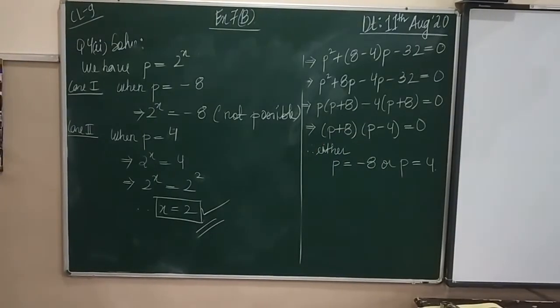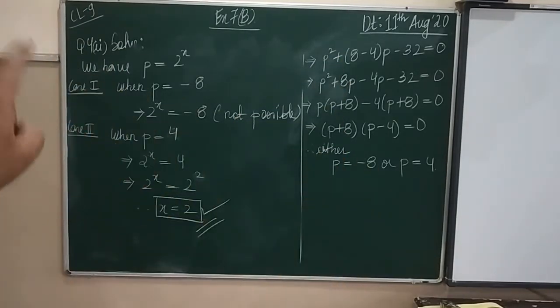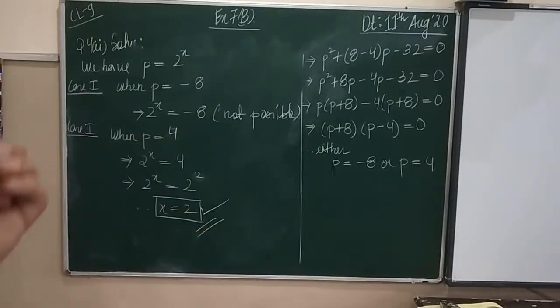I hope you are clear. So now we have to use the two values of p. I have written p equals 2 to the power x. So first case, when p is equal to minus 8, 2 to the power x is equal to minus 8, right? Because the value for p is 2 to the power x. And this value, 2 to the power x equals minus 8, cannot be equated. We cannot make it equal because there is a minus sign. So not possible.